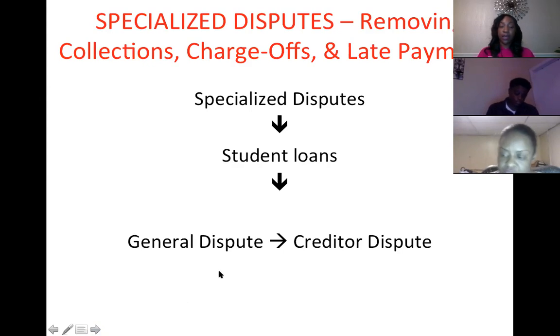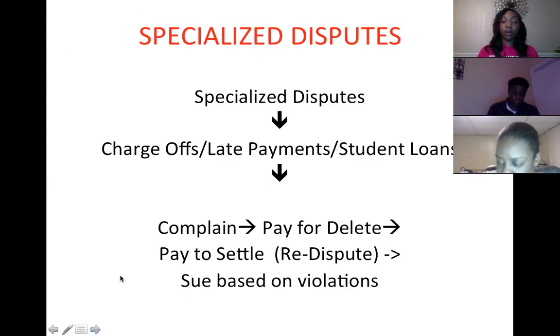Student loans, same thing. You want to do a general dispute with the credit bureaus, and then you can also go to the creditor who has a student loan, dispute with them and let them know that the account is not reporting 100%. You need them to investigate and update the account to reflect what it's supposed to. Okay? So remember, anything on a credit report can be disputed.